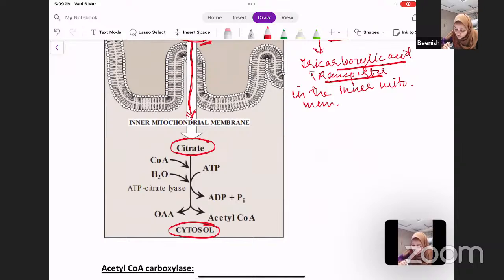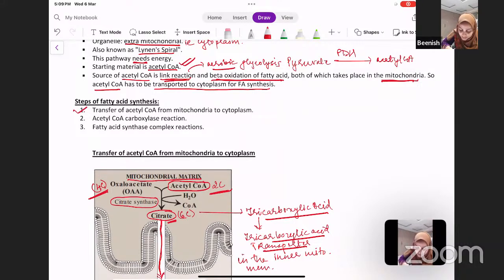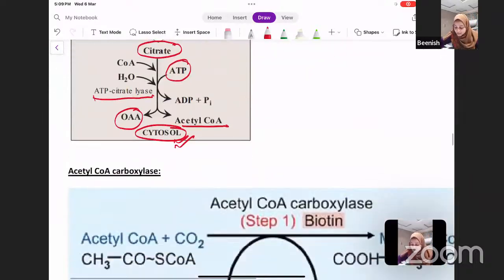What happens in the cytosol? It is acted upon by ATP citrate lyase. An ATP molecule is used, and this citrate is split again into acetyl-CoA and oxaloacetate. Now you see your acetyl-CoA has been transported into the cytosol. So we are done with the first step, that is, transfer of acetyl-CoA from mitochondria to cytoplasm. Moving on to the next step, which is the acetyl-CoA carboxylase reactions. Now let's see what is happening in this.